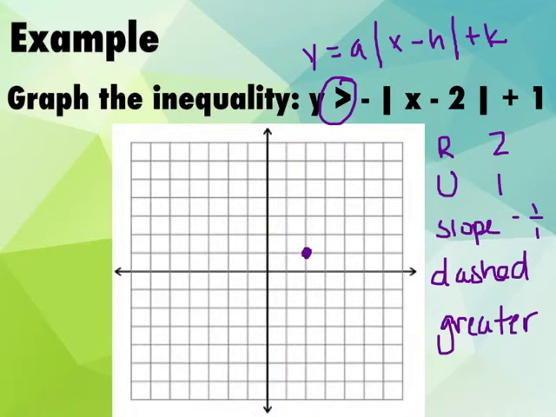Our slope then tells us to go down 1 and right 1. And then we need to mirror that in the other direction, down 1 and left 1. We're going to use a dashed line to connect our points because it's simply less than, greater than. There's no or equal to on that. And then it says, again, to shade greater.